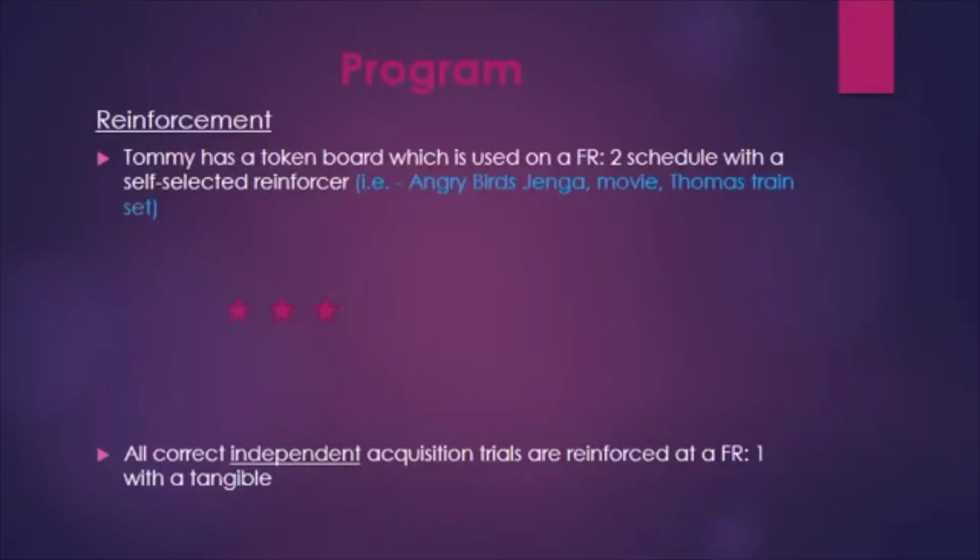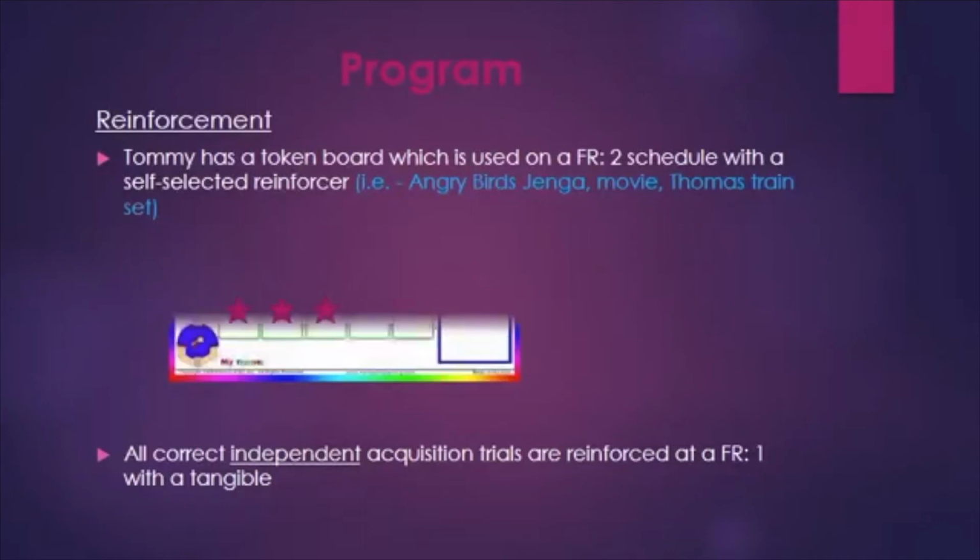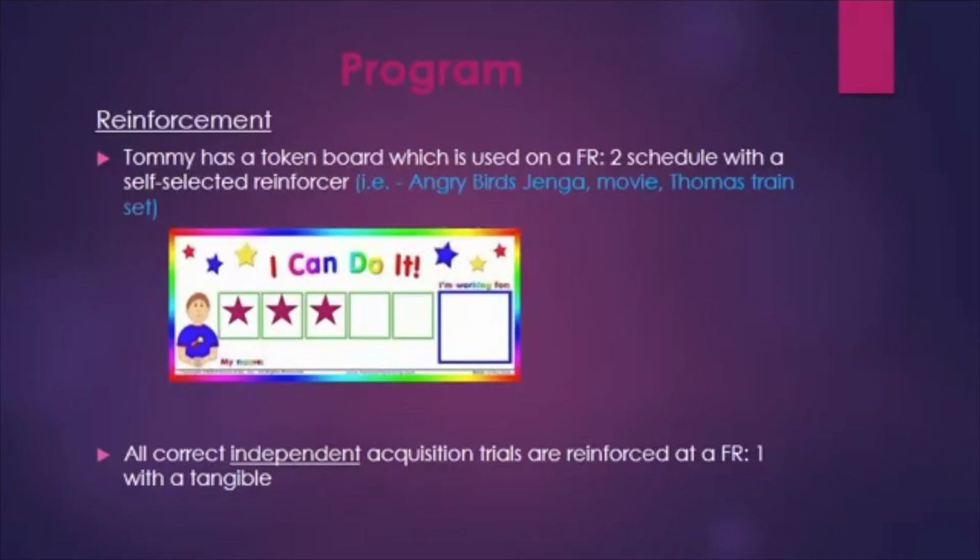Tommy's reinforcement schedule involves use of a token board. He is currently on a fixed ratio of 2, where he earns 2 tokens before receiving a self-selected reinforcer. He typically needs a preference assessment at the start of each session, as he does not have any items that are consistently reinforcing and not being used to assist with transitions or aggressive behavior. All independent correct responses during acquisition trials will be reinforced at a fixed ratio of 1 with a tangible.